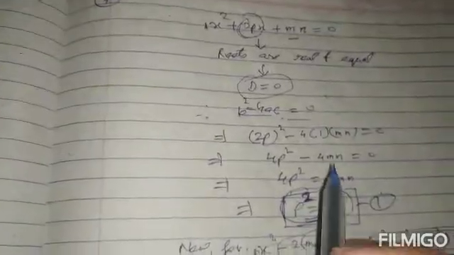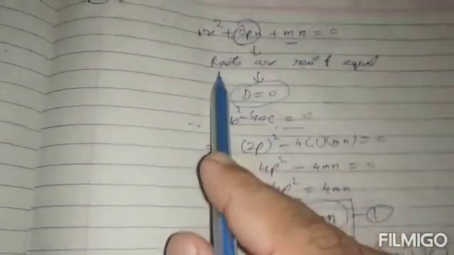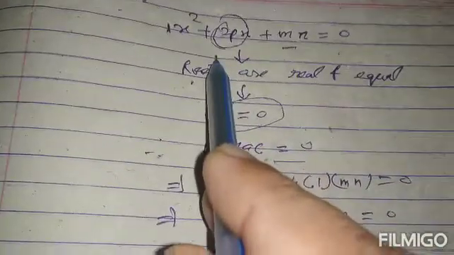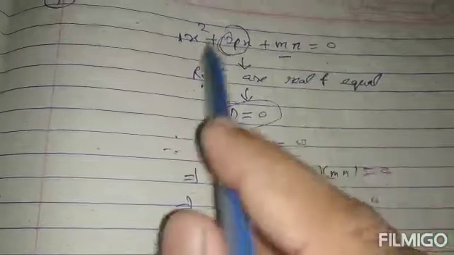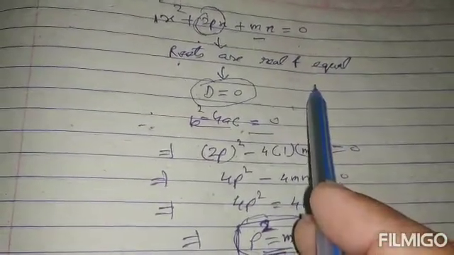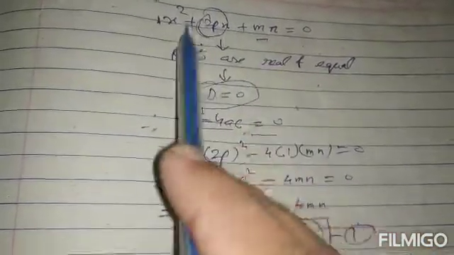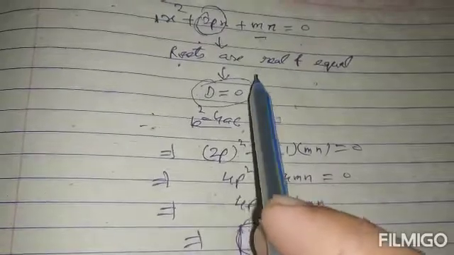Okay, now moving to solution number 4. In this one, you have been given a quadratic equation x square plus 2px plus mn equals 0, and it is given that the roots of the given quadratic equation are real and equal, right? You have to use that the roots of this quadratic equation are real and equal.